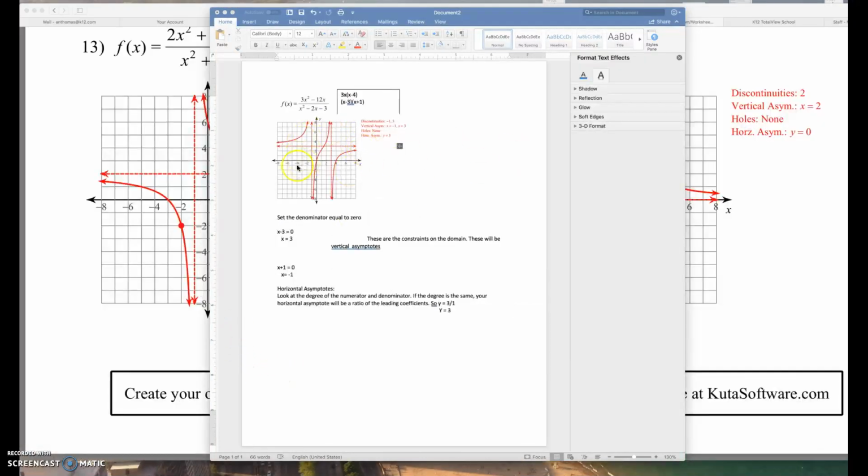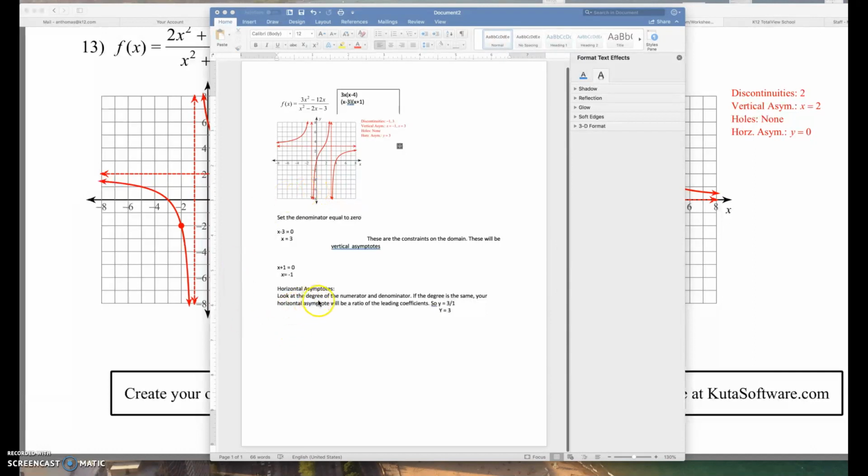Okay, so this is what the graph should look like. And you can see right here is that first vertical asymptote of x equals negative 1, and the second asymptote of x equals 3. So anytime you have values in your denominator, you need to set them equal to 0. And if those values come from factors that do not cancel out with the numerator, then they are vertical asymptotes. If it had canceled out, they'd be holes.